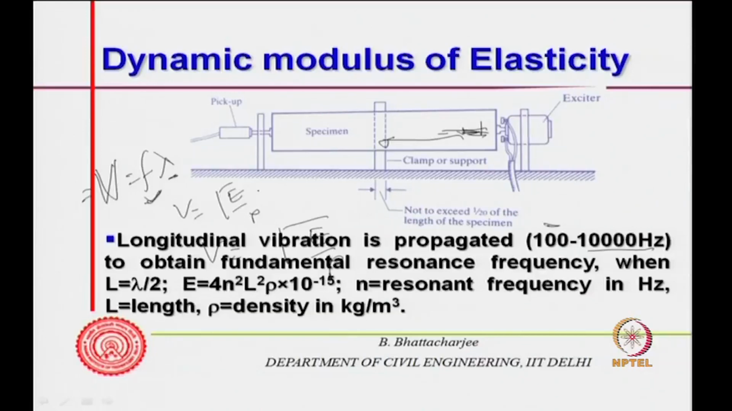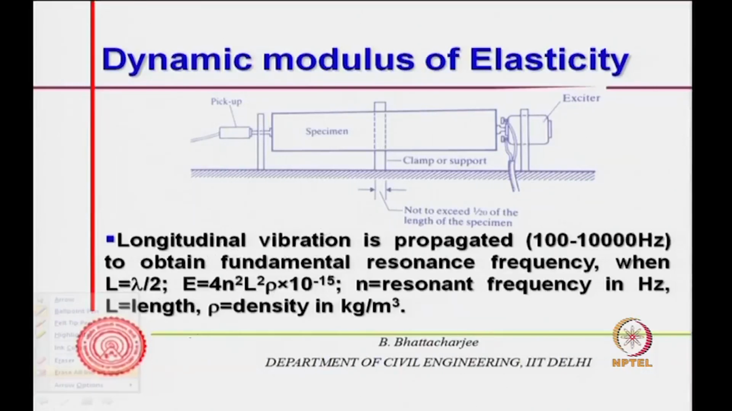And V is also equal to f lambda, and lambda at the resonant frequency is known, lambda is given by this equation, since you know L. So, lambda is 2L. In other words, you can find out E, because f is known and L is known, and this is 2L. So you can find out 4 n square L square rho into 10 to the power 15, where n is the resonant frequency, f that I was saying. So, you determine the resonant frequency.